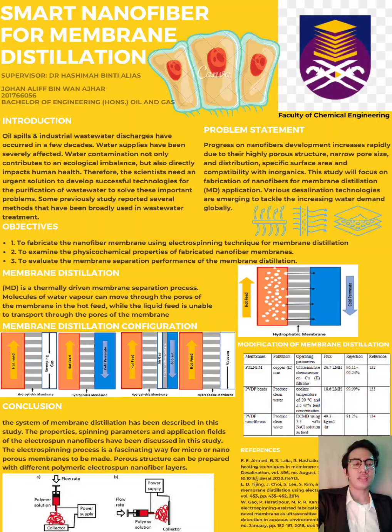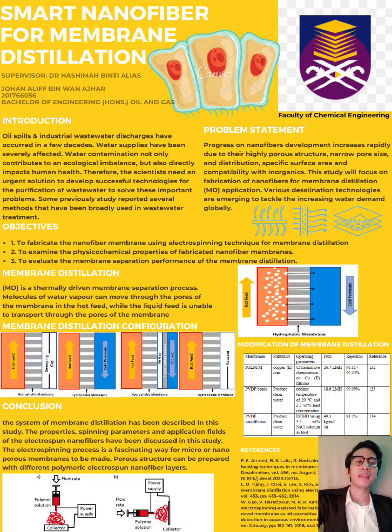As you can see on the figure, molecules of water vapor can move through the pores of the membrane from the hot feed, while the liquid feed is unable to transport through the pores of the membrane. This phenomenon is largely due to the hydrophobic nature of the membrane and its low surface energy. It is necessary to keep the pores of the membrane dry in the membrane distillation process to prevent the liquid feed from passing directly through the hydrophobic membrane.